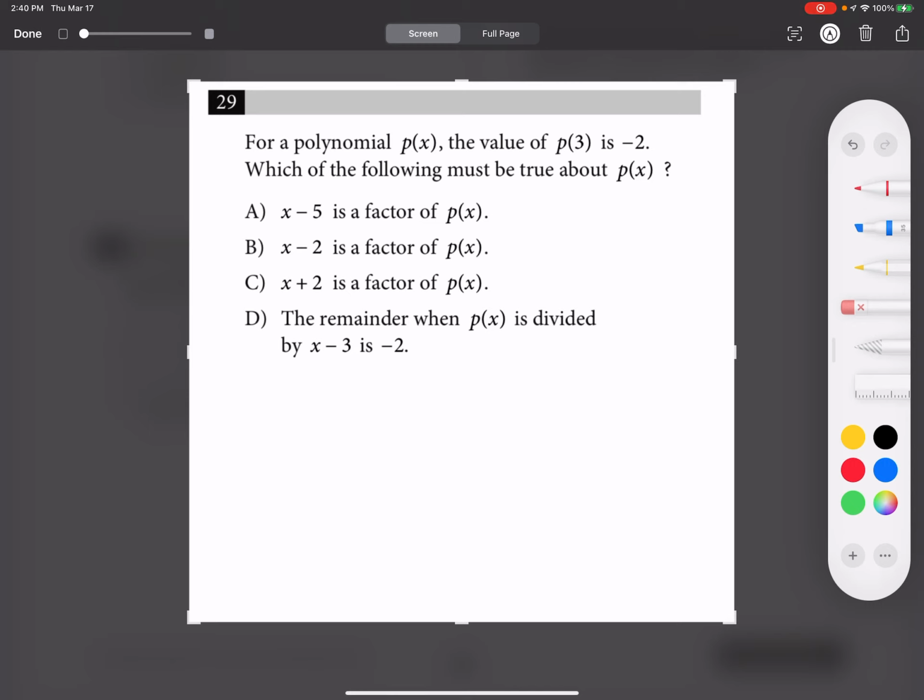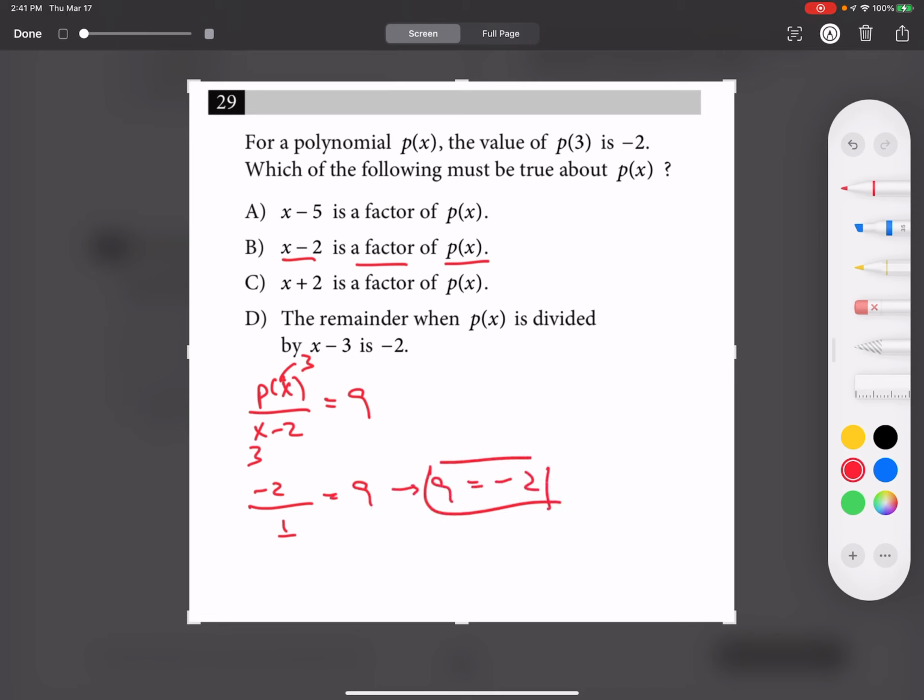Let's go to the second one, B. P of x needs to be divisible by x minus 2, because x minus 2 needs to be a factor of p of x. So the quotient and the remainder 0. P of 3: the factor at 3 will be 1 and p of 3 is minus 2, so the quotient is minus 2. Only when the quotient is minus 2 does this happen, so it's not always true. Let's follow.